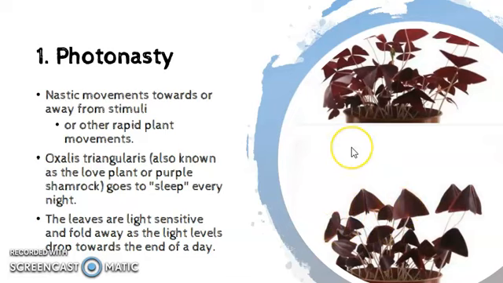Note that in this induced movement, depending on the light, there is no relation between the direction of the light and the direction of leaflet movement. From whatever direction you give the light, the leaflet belonging to this plant that we call Oxalis triangularis will rise 90 degrees from the axis.